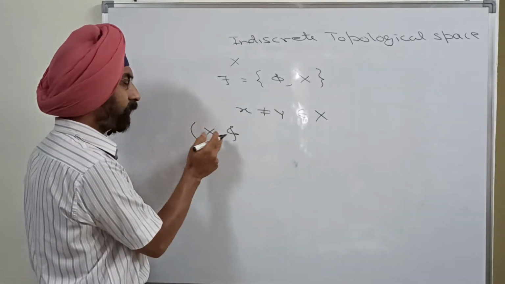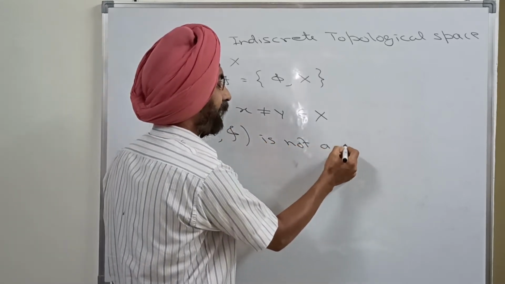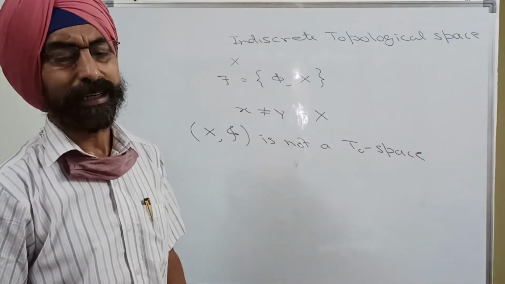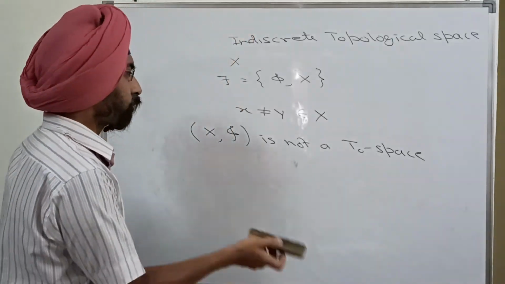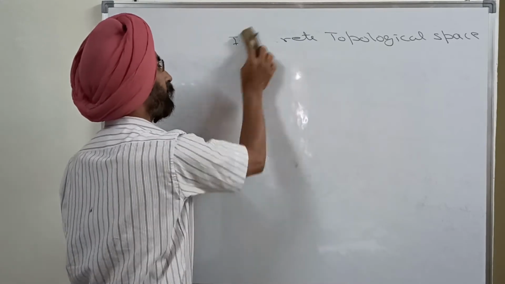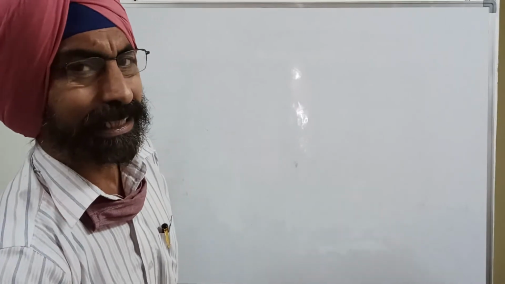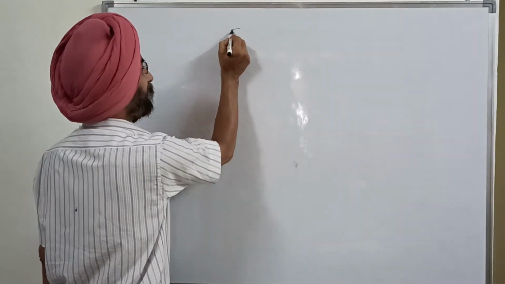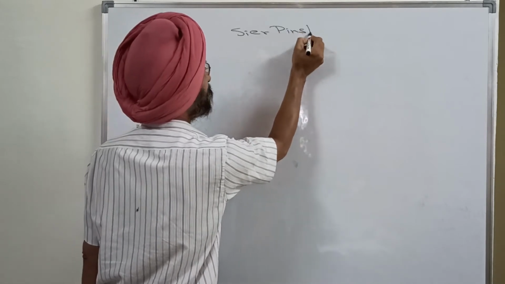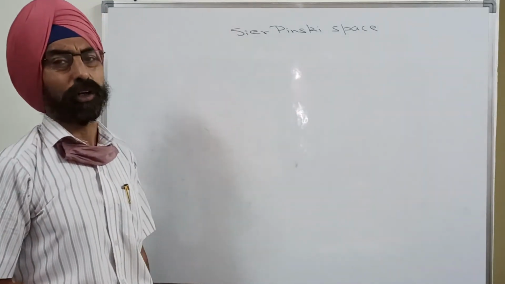So X with indiscrete topology is not a T0 space. So this topology is not a T0 topology. So let us move on to another example. There is a famous topological space known as Sierpinski space. So let us see about Sierpinski space, if it is T0 or not.